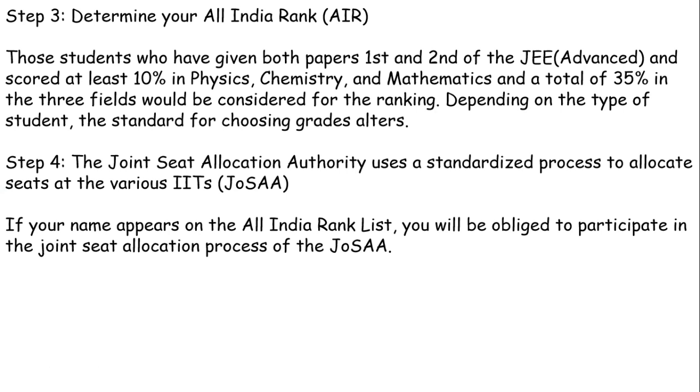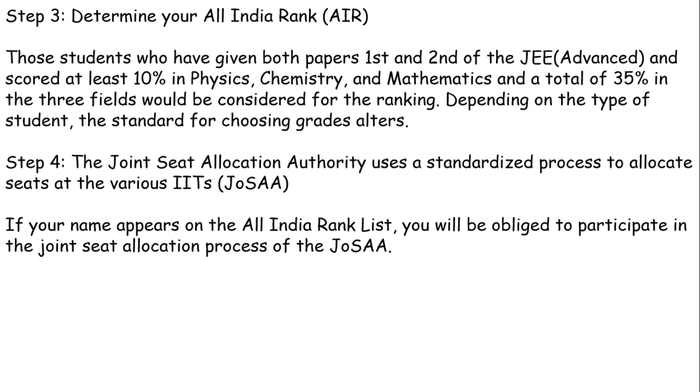Next, determine your All India Rank. Those students who have given both papers, the first and second paper of JEE Advanced, and scored at least 10% in physics, chemistry and maths and a total of 35% in the three subjects, would be considered for the ranking. Depending upon the type of student, the standard for choosing grades alters. This means according to your results and marks in JEE Advanced, they promote you to the different IIT colleges in different branches across India.